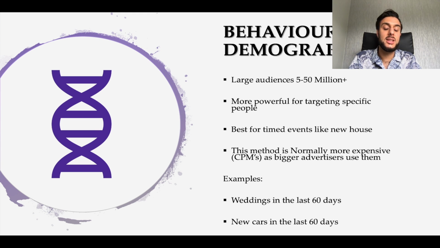Now, examples of this is you could target weddings in the last 60 days, or people that have bought new cars in the last 60 days. Now, these are some behaviors and demographics you could use. And like I said, these are super powerful for getting super targeted specific people's interests. So another example you could do is wedding anniversaries in the last like 60 days, and then you could target wedding anniversary products to those people, and that's why this method is so powerful. But again, like I said, it is more expensive.